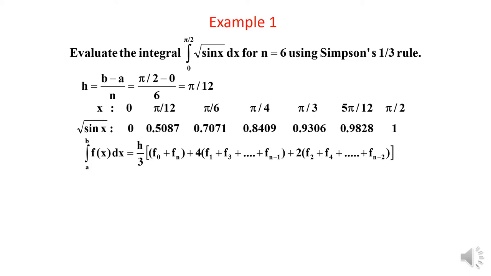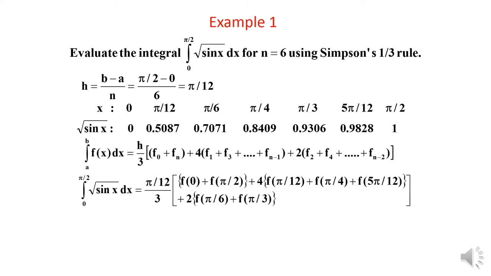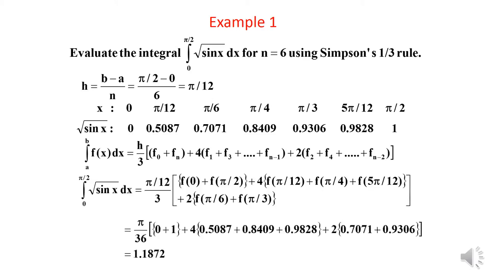So here f0 is 0, f1 is 0.5087, f2 is 0.7071, f3 is 0.8409, f4 is 0.9306, f5 is 0.9828 and f6 is 1. So we substitute f0 is 0 plus f6 is 1 here, and similarly we keep all the values here and find the value of the integral 0 to pi/2 of root sin x dx, which is equal to 1.1872.